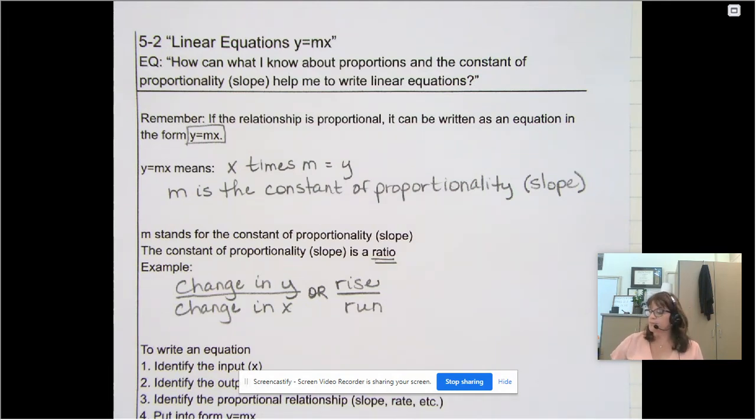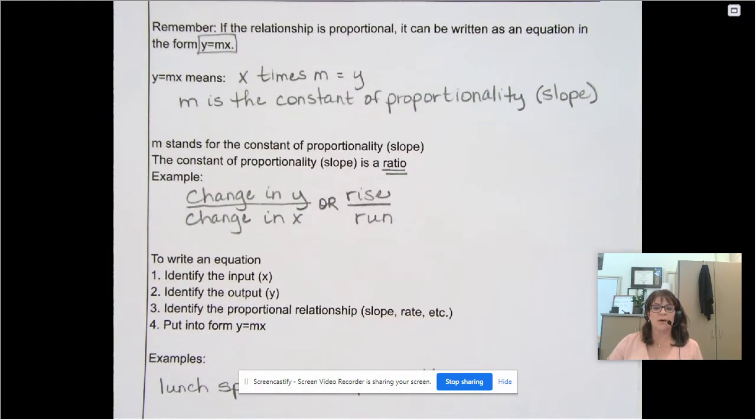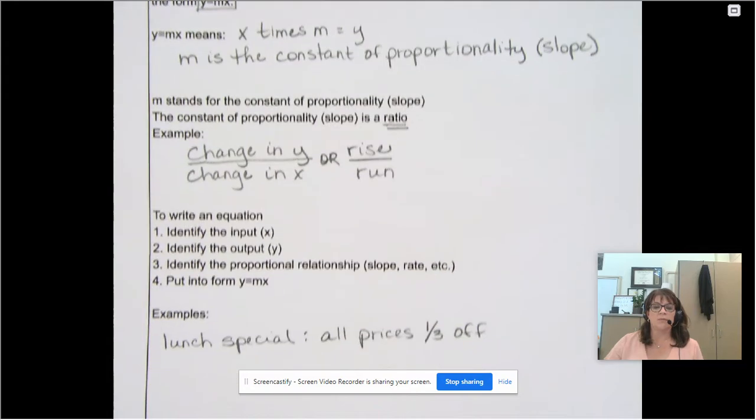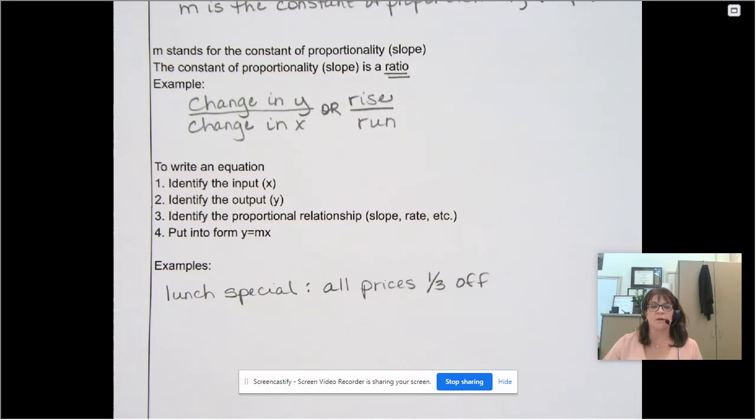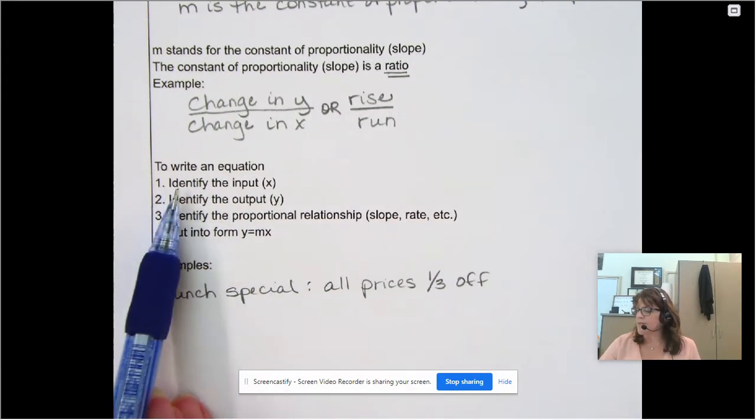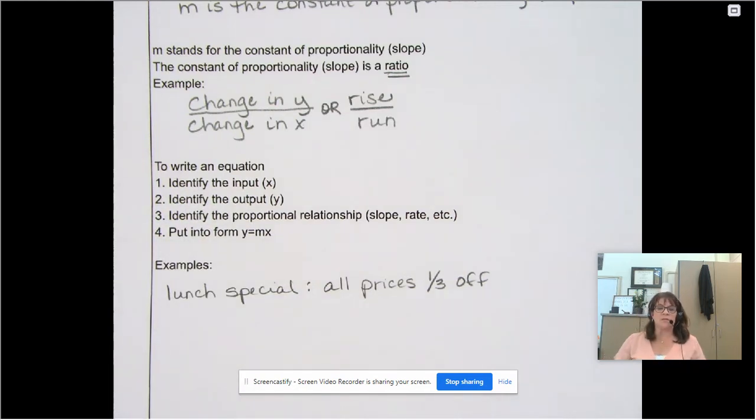All right. So we're going to start with writing an equation. And I'm not going to go into the graph yet because it'll keep us on this page for now. So to write an equation, we have to identify the input. Okay, what's the thing that is happening? It is the independent variable. Then we identify the output. And then we can identify the proportional relationship, slope, rate, etc., and put it into the right form.